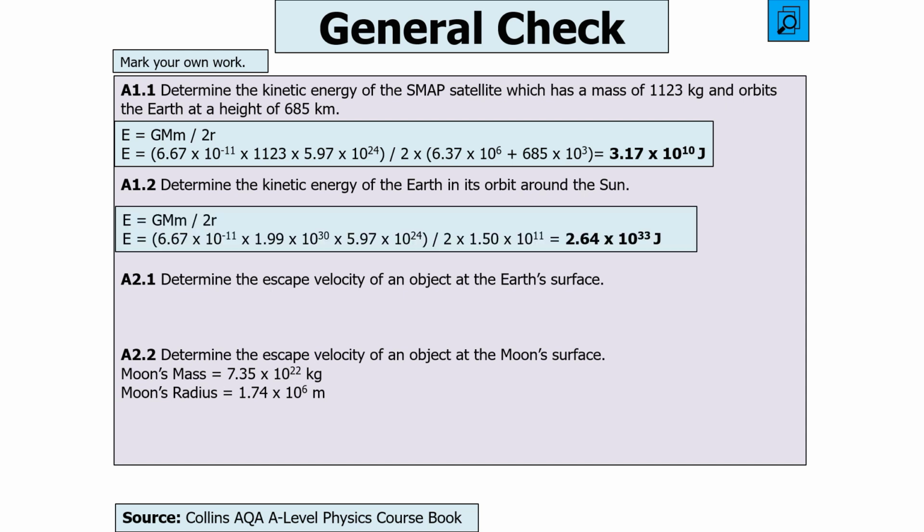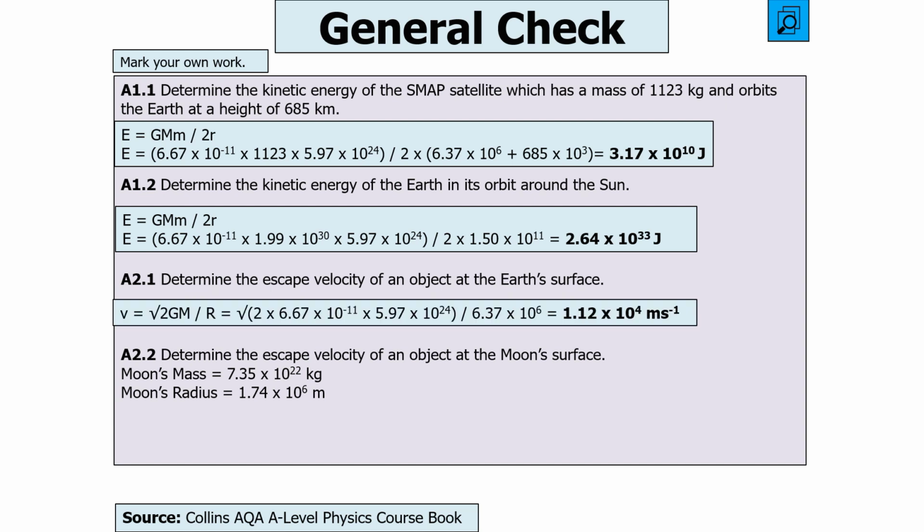The next question, again, we're using that same equation. The change in potential is equal to the kinetic energy, which is GMm over 2R. So therefore we can pop in all the values. Once again, remember, we're going to use the distance from the Earth to the Sun, which was given before to be 1.50 times 10 to the 11 meters. Again, that's given to you on the equation sheet. So it's 2.64 times 10 to the 33 joules.